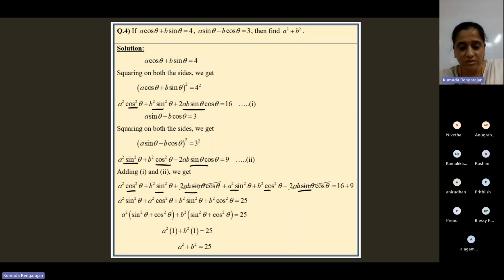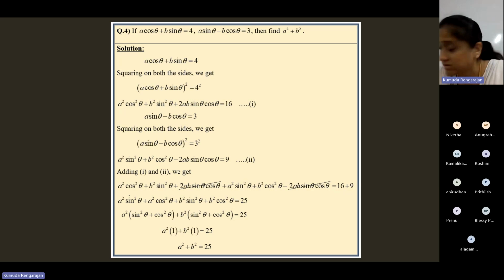So of the 6 terms, the middle terms 2ab get cancelled because they're the same with opposite signs. And you are left with 4 terms: a square cos square theta, b square sine square theta, a square sine square theta, b square cos square theta.